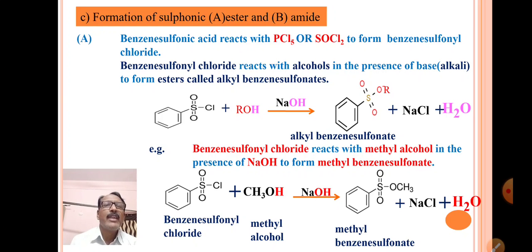बेंझिन सल्फोनिक ऍसिड हे अल्कोहोल बरोबर डायरेक्टली रिॲक्ट होत नाहीत, तर पहिल्यांदा ते PCl5 किंवा SOCl2 बरोबर रिॲक्ट होतील. त्याच्यापासून आपल्याला बेंझिन सल्फोनिल क्लोराईड मिळेल आणि तयार झालेला बेंझिन सल्फोनिल क्लोराईड अल्कोहोल बरोबर रिॲक्ट होईल आणि आपल्याला मिळेल अल्किल बेंझिन सल्फोनेट. त्याचं एक्झाम्पल आपण बघितलं आहे. बेंझिन सल्फोनिल क्लोराईड प्लस methyl alcohol in the presence of NaOH giving methyl benzene sulfonate.